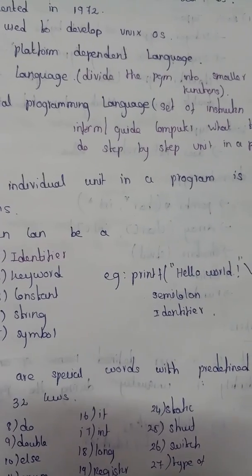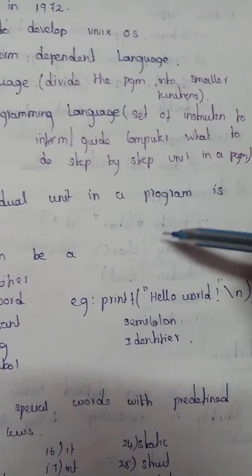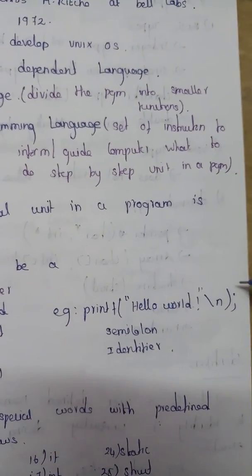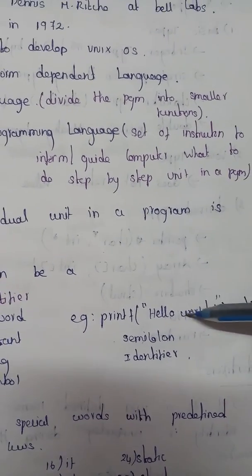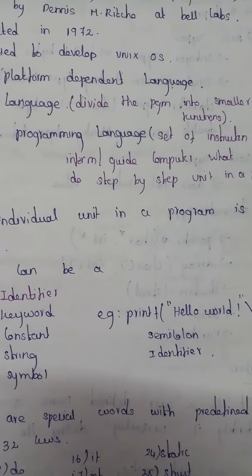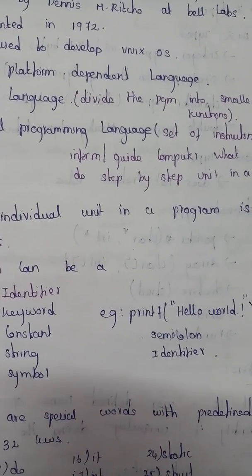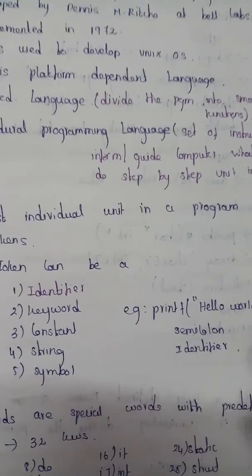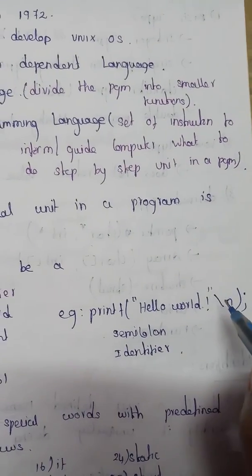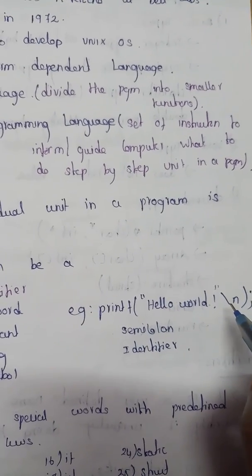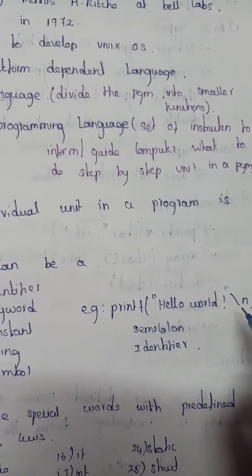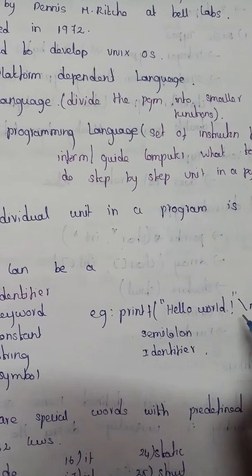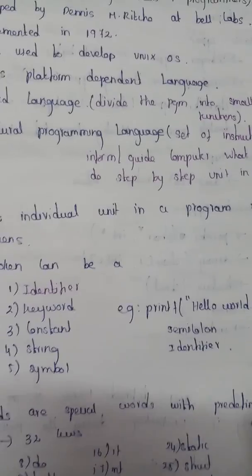Here the example of keyword is printf hello world \n. Here the semicolon is a identifier. Okay, so here we have used the \n. So what is the use of \n? It will give some space. Okay, it will display the output with a space. Okay, this is the use of \n.